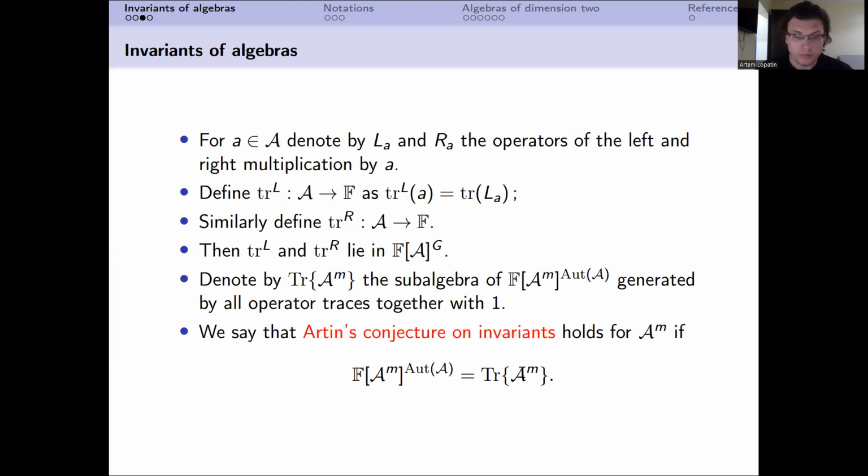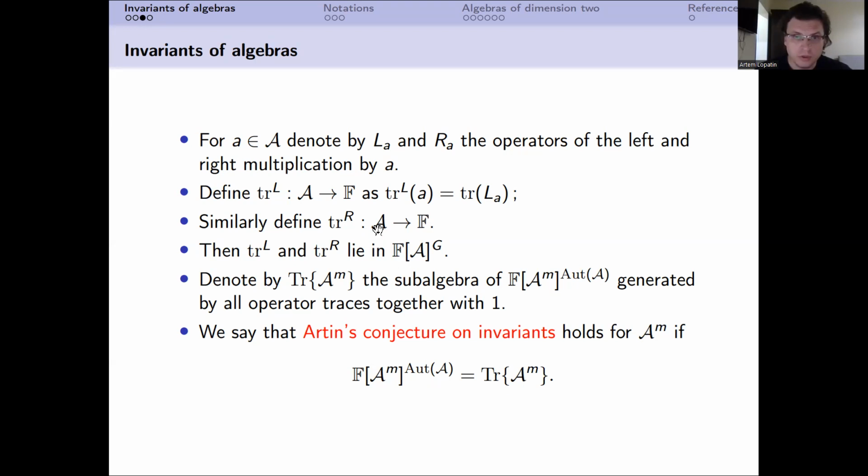So now we are coming back to our situation when we have some algebra. In general, it will be an associative algebra, of course. And now we are going to construct some invariants. How are we going to do this?